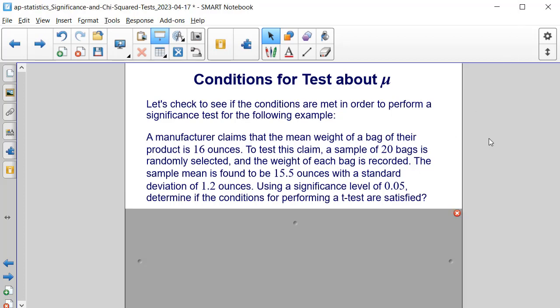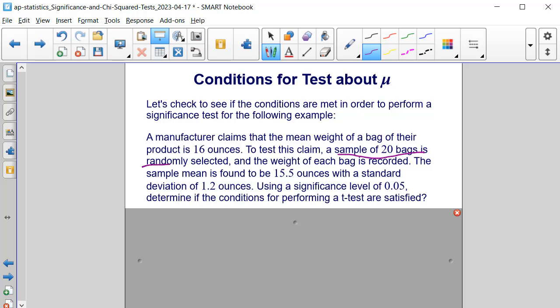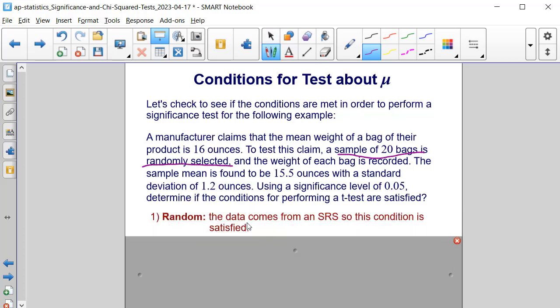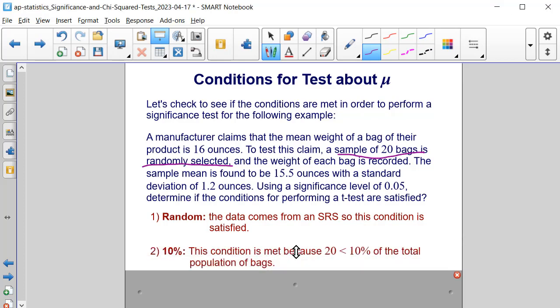The first condition for the significance test is making sure that the sampling method is random. It tells us that we have a sample of 20 bags and it's being randomly selected. So this does fulfill that first requirement. It comes from an SRS, or a simple random sample, so the condition is satisfied. The second condition is 10%. This condition is being met because 20 bags is definitely less than 10% of the total population of bags.